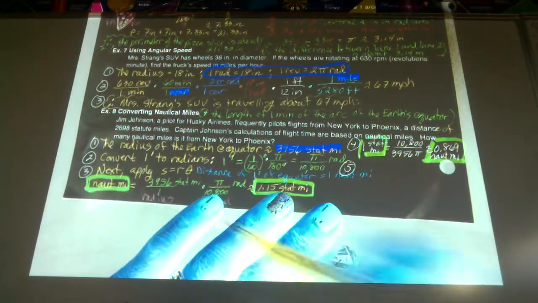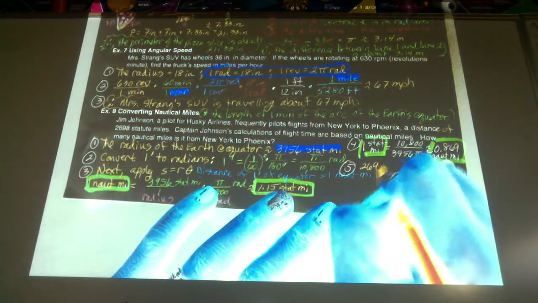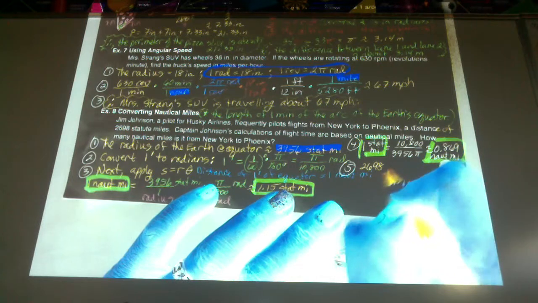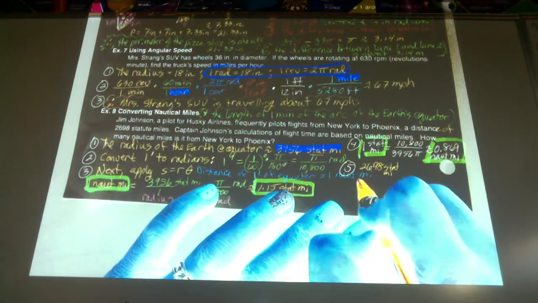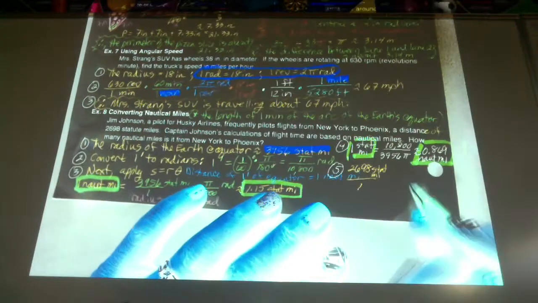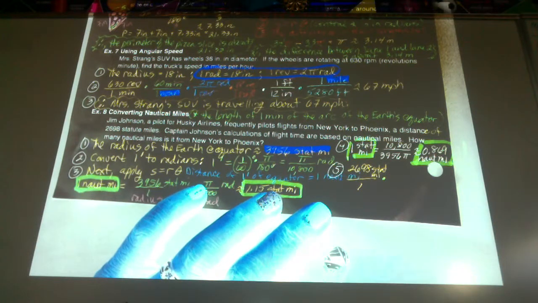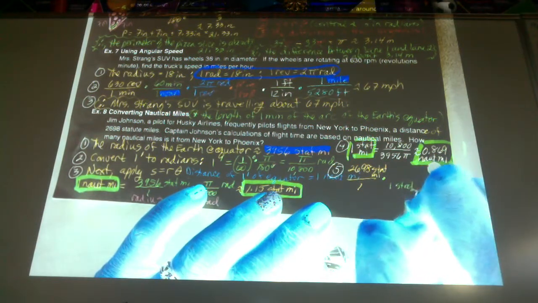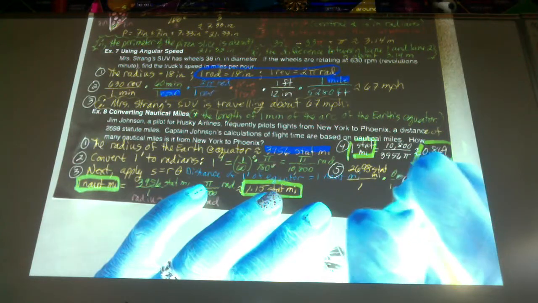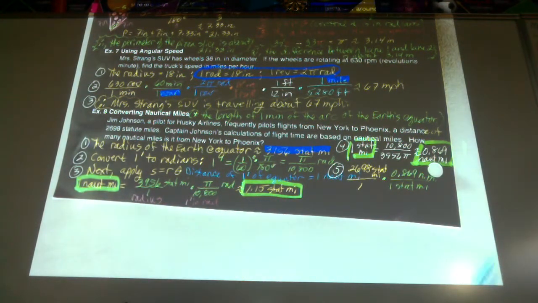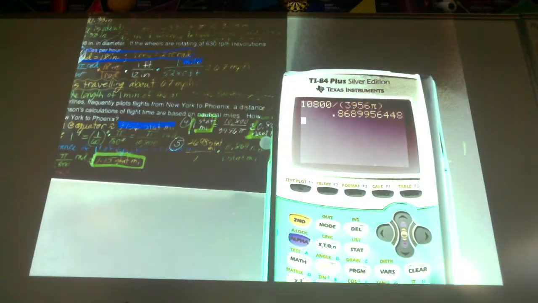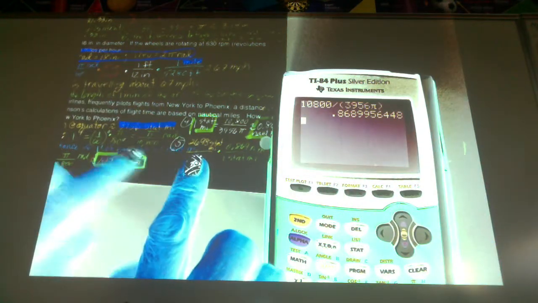So my final step, I'm going to take my 2698 stat miles over 1, and I'm technically multiplying it by 1 stat mile in the denominator, and then 0.869 nautical miles in the numerator. So that makes my stat miles go away. And I'm really just multiplying that decimal by 2698.